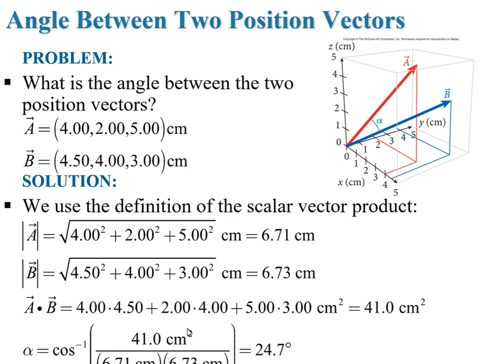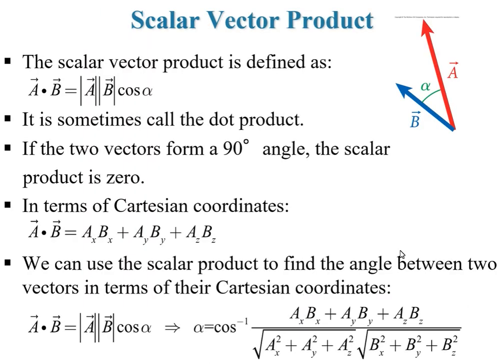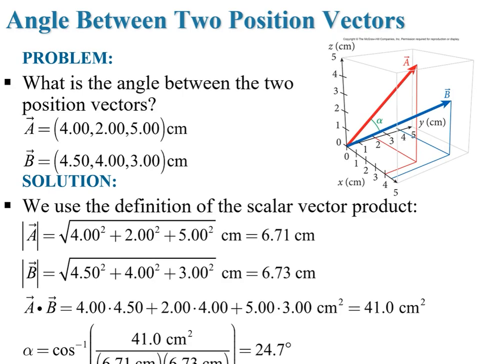Based on our formula, this is your dot product on top, and this is the magnitude of A times the magnitude of B. Simple lang. In our solution, the cosine of the angle is the dot product value, 41.0, divided by the magnitude of A multiplied by the magnitude of B. Then solving for the angle using inverse cosine, it is equal to 24.7 degrees.